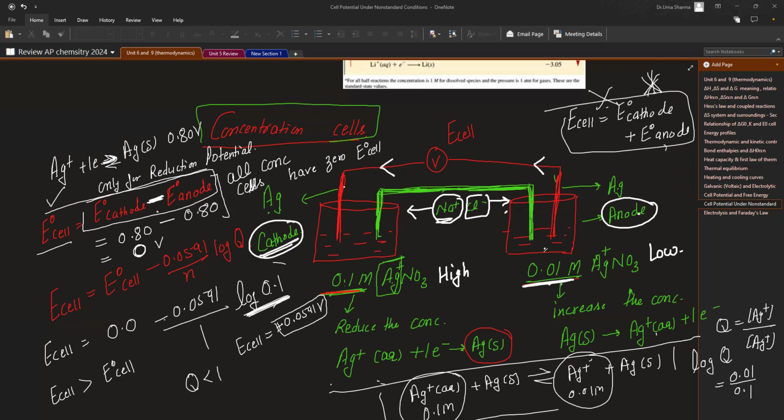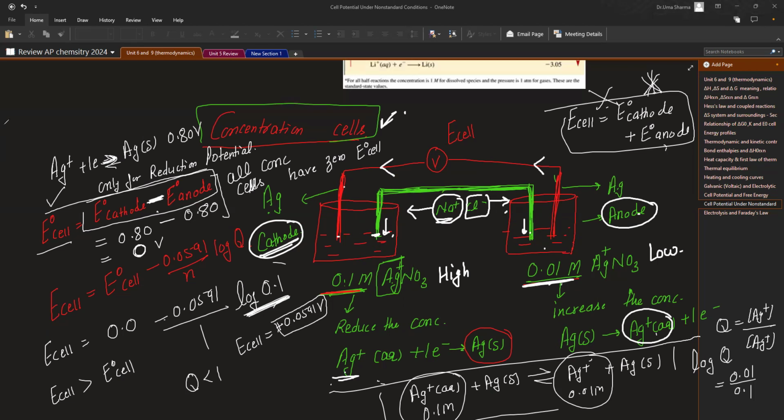Because anode is getting extra silver plus ion, and cathode is removing silver plus. The silver plus ions are removed. So Na plus will come and substitute it. So Na plus will come out of here, and here Cl minus will come out. That's the complete picture of your concentration cells. You can practice it. It's not difficult.